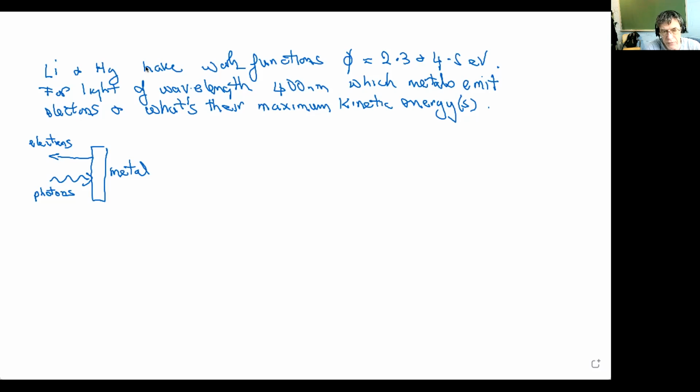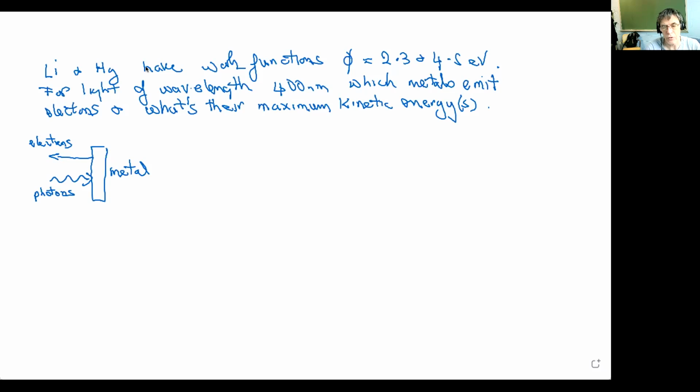And we're told the work functions of the lithium and the mercury. The work function of lithium is 2.3 electron volts. The work function of the mercury is 4.5 electron volts. The work function is an amount of energy that's needed to release an electron from the metal. So in lithium, it takes 2.3 electron volts to liberate an electron from the metal. In mercury, it takes 4.5 electron volts to liberate an electron from mercury.